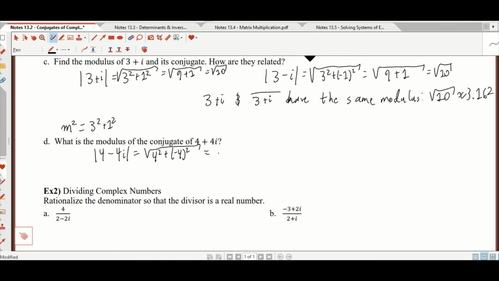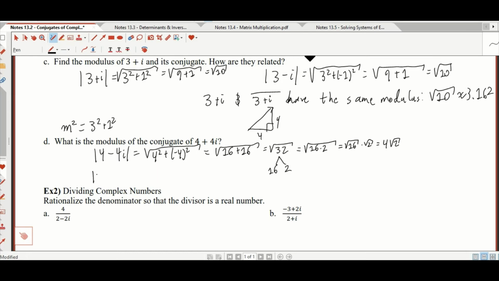Because that's all part of a right triangle, you can imagine it, 4 plus 4i, right angle, 4, 4. And that's going to be the square root of 16 plus 16, which is the square root of 32, which I can actually reduce. Look how fast I can reduce this. That's going to be the square root of 16 times 2, which is the square root of 16 times the square root of 2, which is 4 square roots of 2.